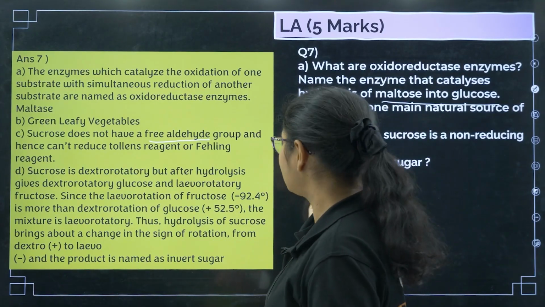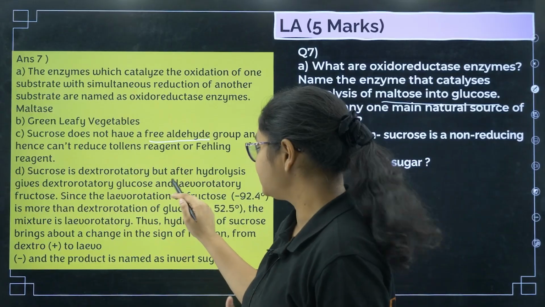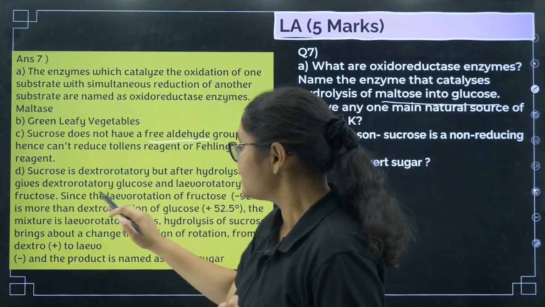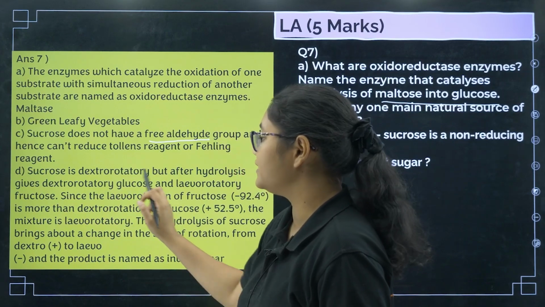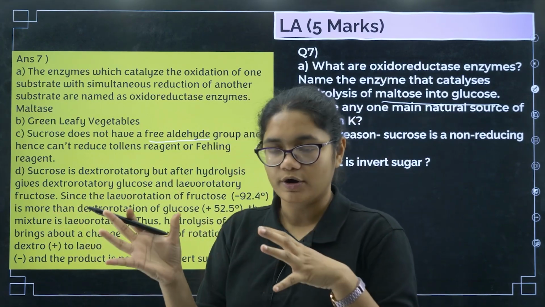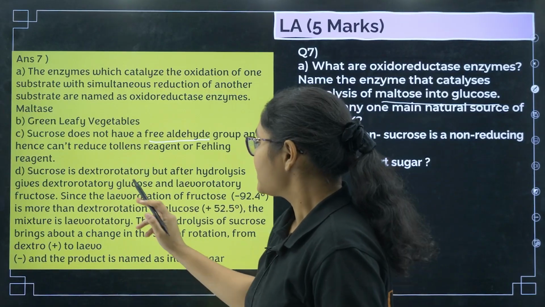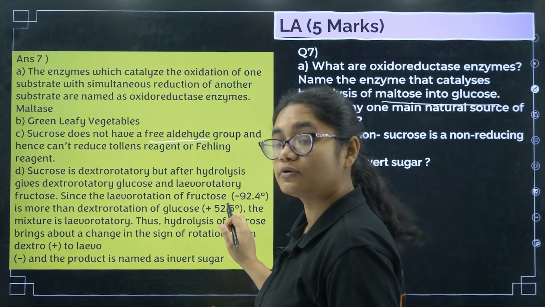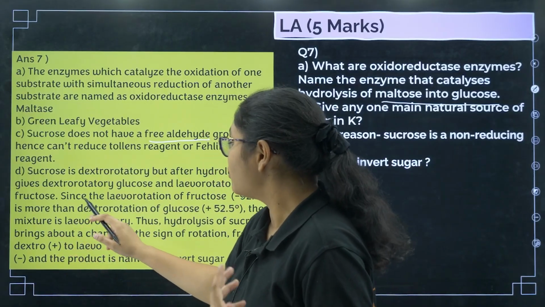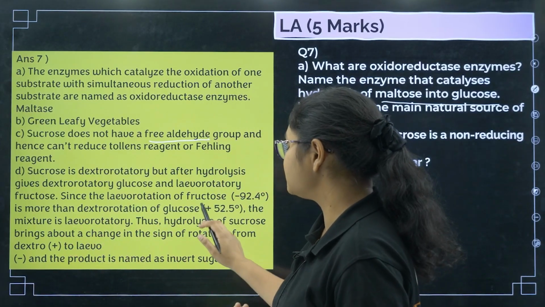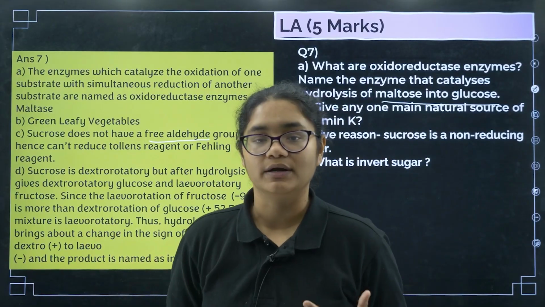Then we have, what is an invert sugar? See, sucrose is dextrorotatory, meaning it rotates in the clockwise direction, but hydrolysis gives dextrorotatory glucose and levorotatory fructose. The two products: glucose is dextrorotatory and fructose is levorotatory. Now since the levorotation of fructose, which is minus 92.4, is more than the dextrorotation of glucose, which is plus 52.5, the mixture is levorotatory now.